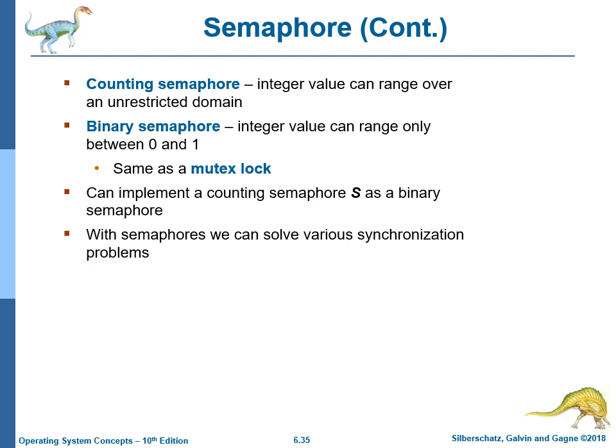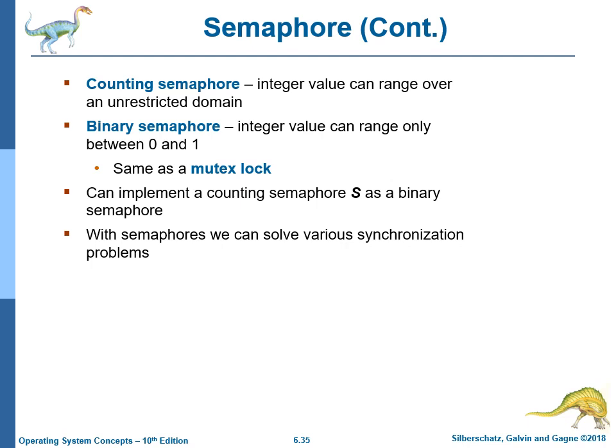So counting semaphores can be used to control access to a given resource consisting of a finite number of instances. The semaphore is initialized to the number of resources available. Each process that wishes to use a resource performs a wait operation on the semaphore. When a process releases a resource, it performs a signal operation, incrementing the count. When the count of the semaphore goes to 0, all the resources are being used. So the processes which use the resource will block until the count becomes greater than 0.